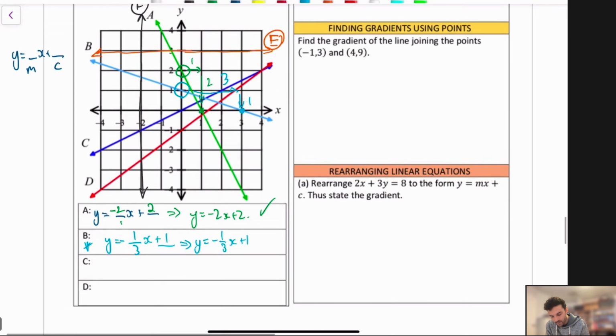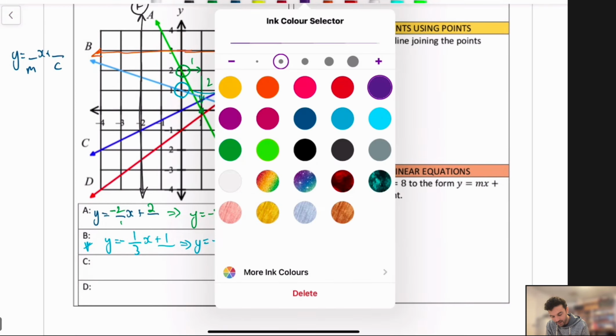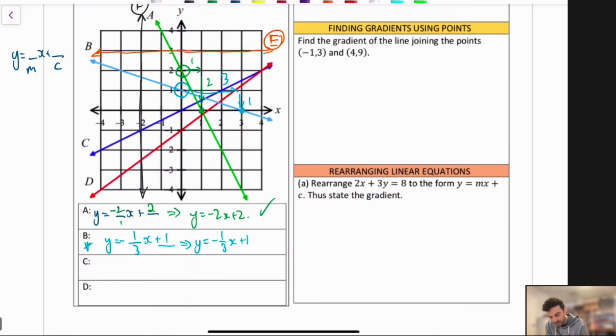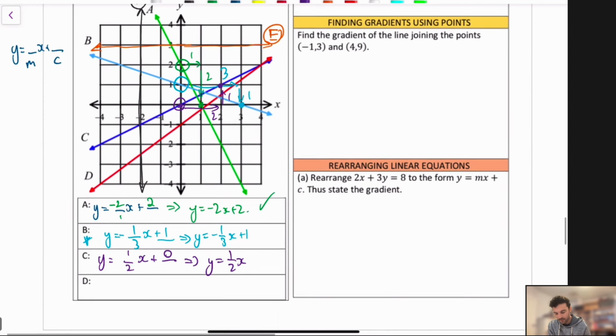All right, let's have a look at C. Now C is the purple one there, or you could call that dark blue. Okay, so we can see, and this one gets a few people, the y-intercept is 0, so we write +0. We'll clean that up later. And the next thing is it's going from here to here, cross 2, up 1, cross 2, up 1. So it's going to be a half, and it's a positive gradient. Let's rewrite that. It's simply 1/2 x. Let's have a look at D, which is red.